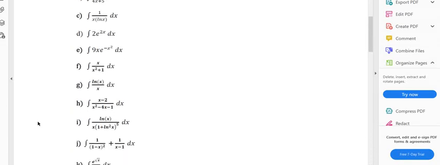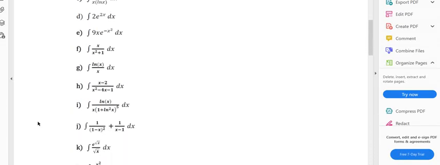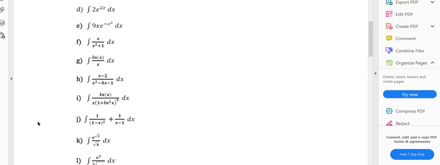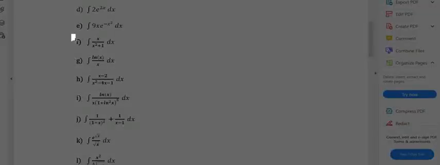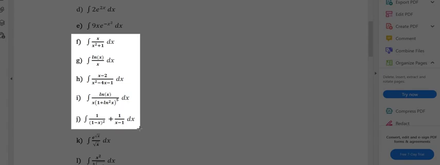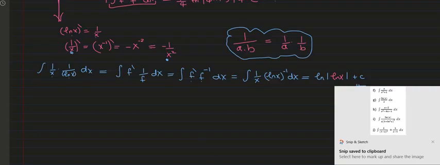Let's get some different exercises from the sheet. I will get to that one.